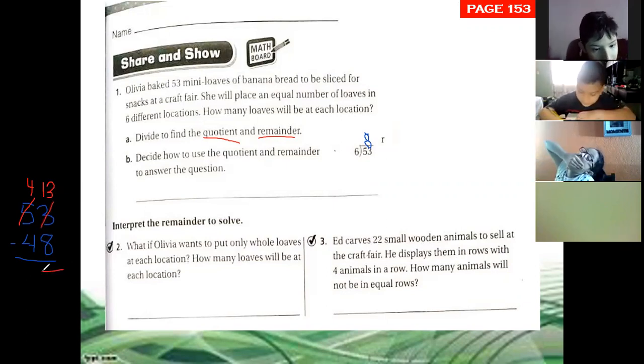13 minus 8 is 5. And 4 minus 4? 0. So the remainder is? 5. The remainder is 5.